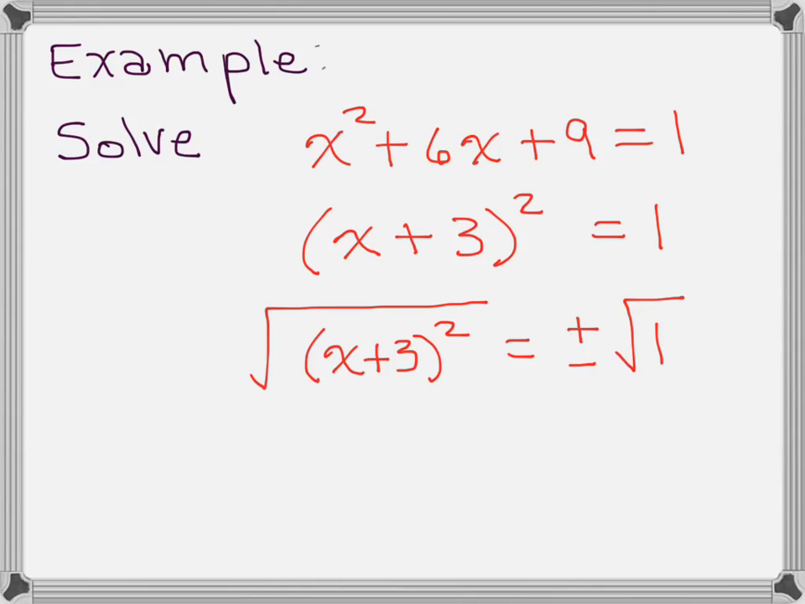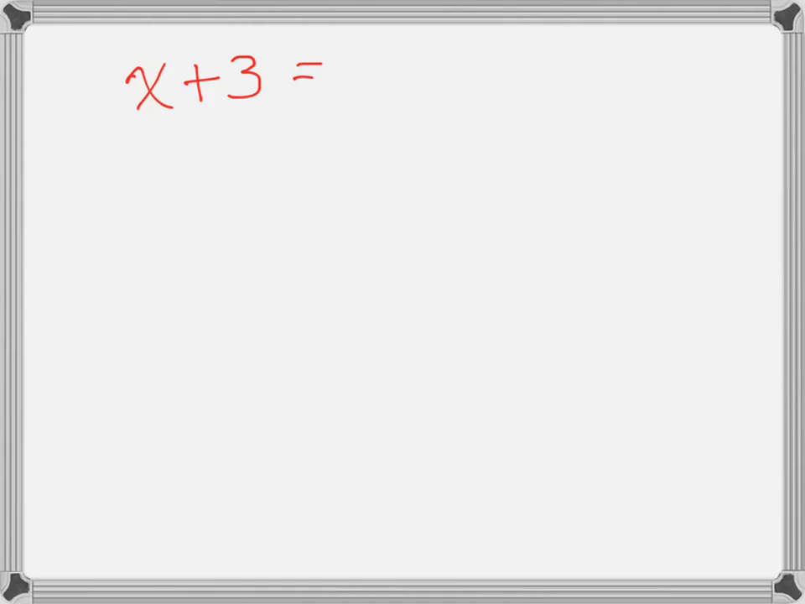And on the left side, that just simplifies to x plus 3 because the square root and the square cancel each other out. And on the right side, the square root of 1 is 1. So we have x plus 3 equals plus or minus 1. Now let's go to a new screen so that we can continue working with it. I'm just using the same one we had before.